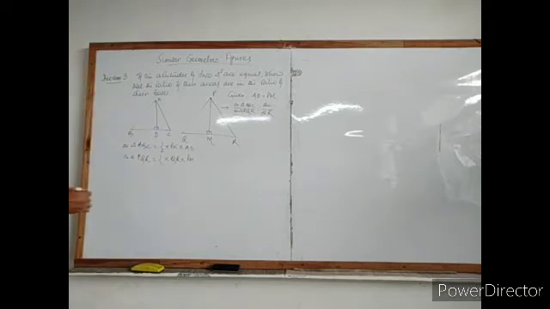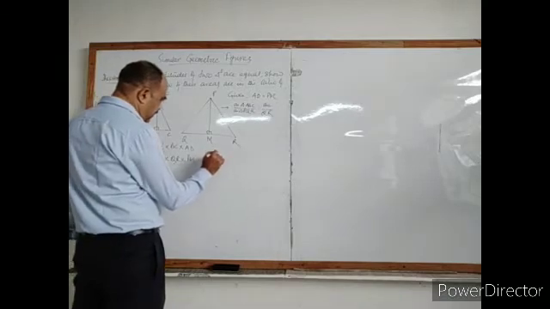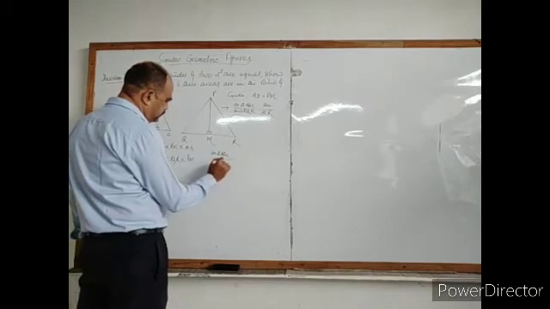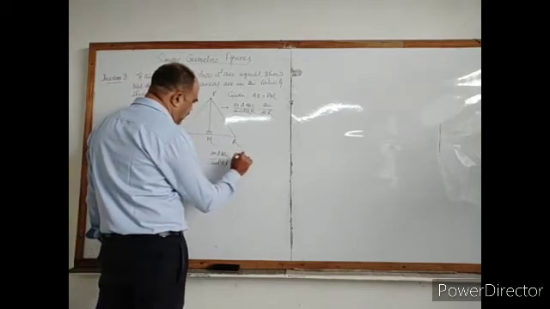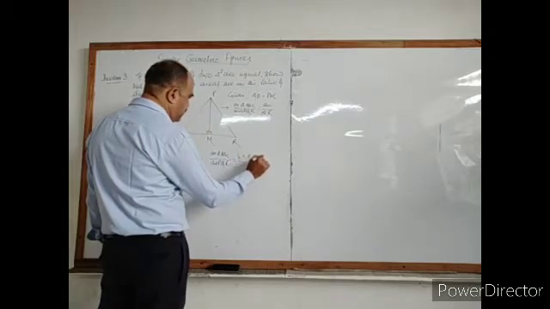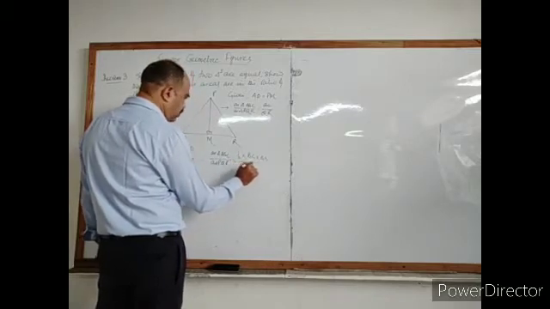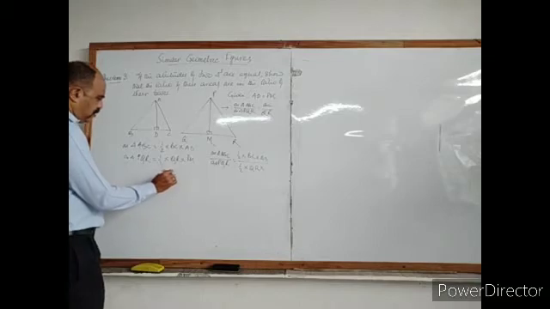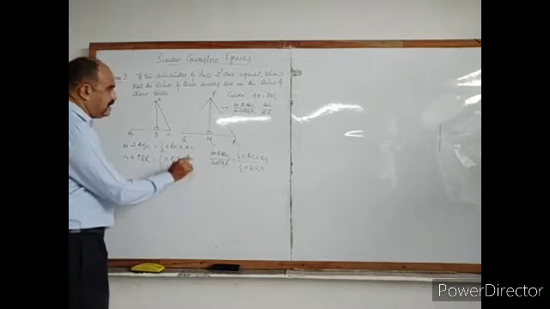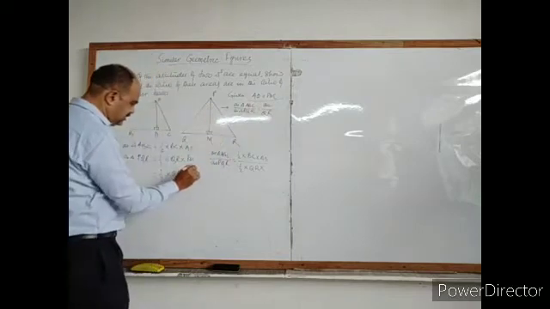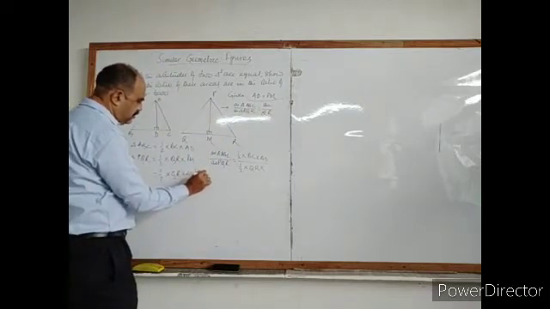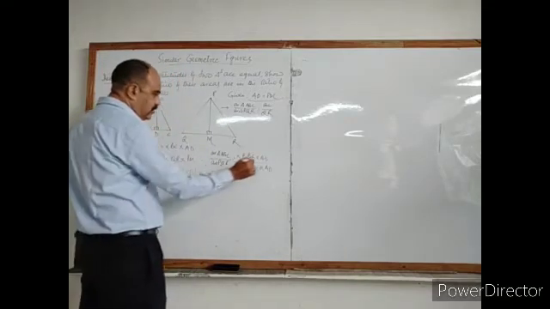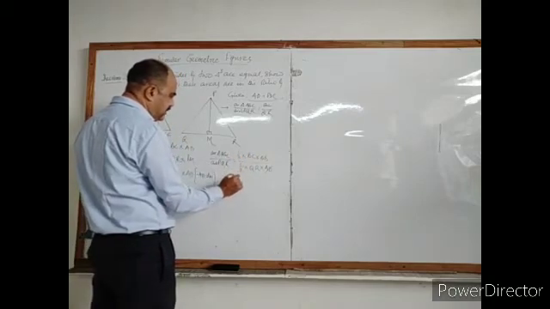Therefore, area ABC by area PQR is equal to half into BC into AD by half into QR into AD. I can write AD because this is given to us: the altitudes are equal, AD equal to PM. So here I am writing AD. If you cancel AD and half, it is BC by QR.